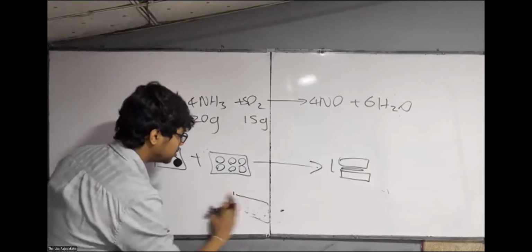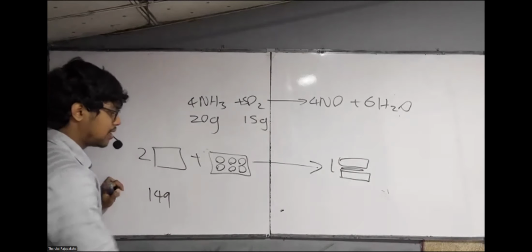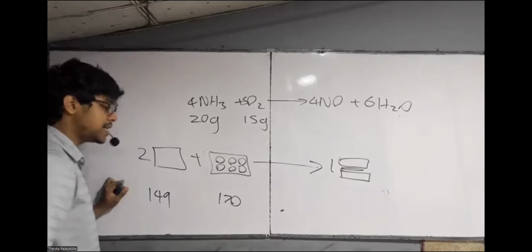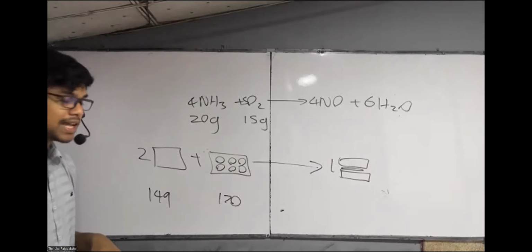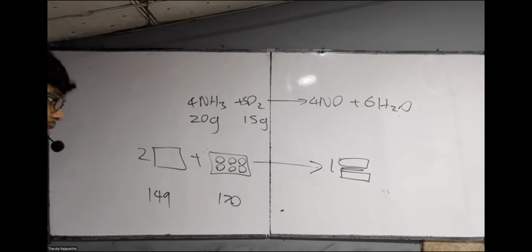Now, if I told you there are 149 breads and then 170 cheese, how many sandwiches can you make? 74 sandwiches. Okay, that's quick.